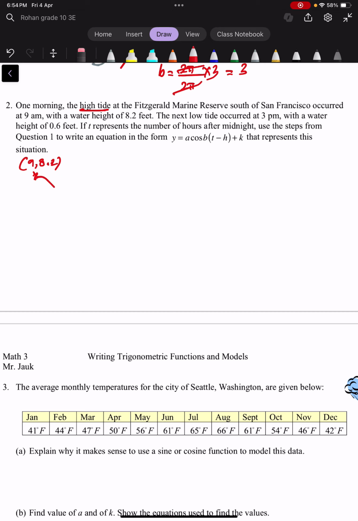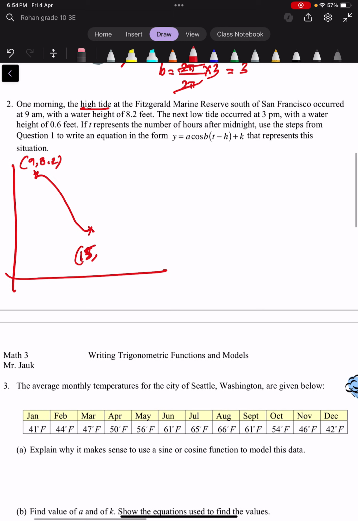The next low tide occurs at 3 p.m. So this is your time, and 3 p.m. would be 15 hours in a 24-hour clock, because 9 is the high tide. So you have to use your brain a bit. And this is 0.6. So low tide is 0.6, and this is 8.2. That means now you can find your amplitude.